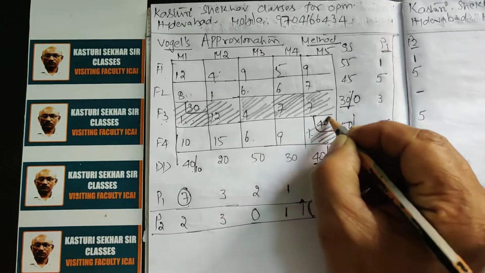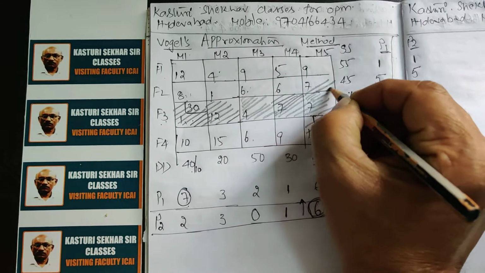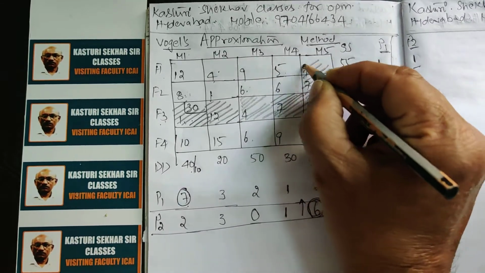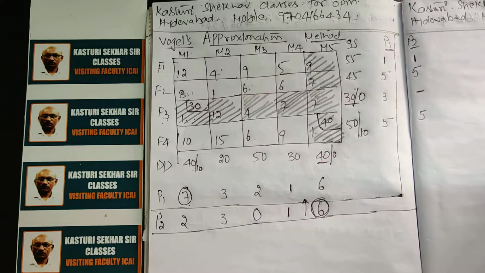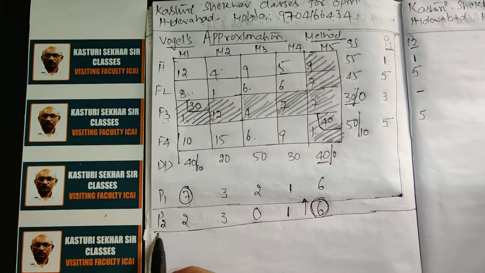So, to avoid any confusion, eliminate this market from the picture. Let's calculate penalty 3 once again.